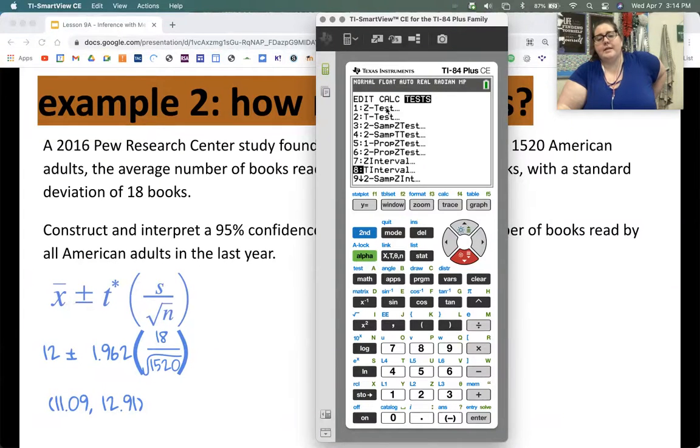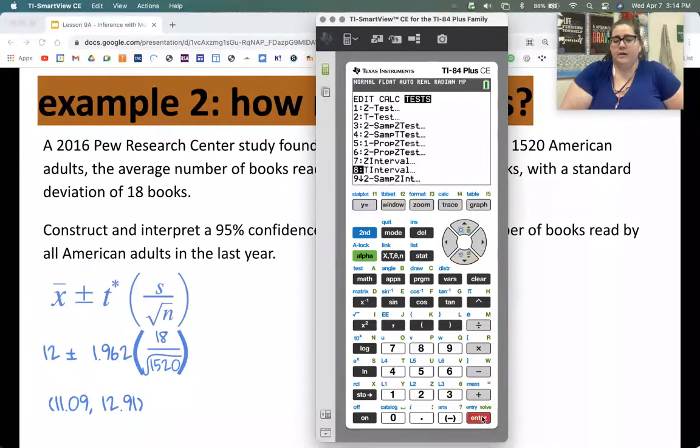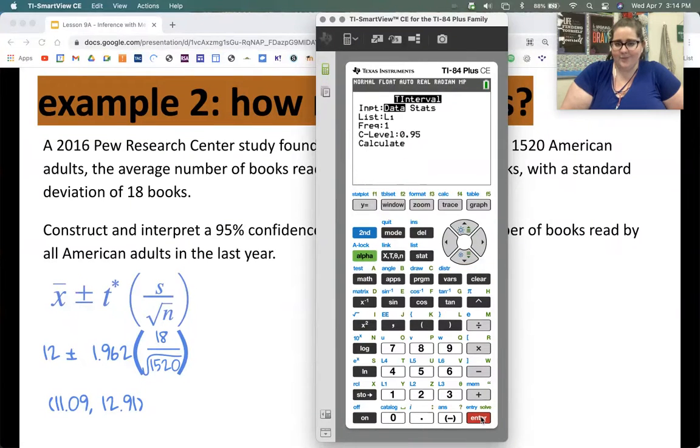We are not using Z interval or Z test here because that would be if we just happen to magically know the population standard deviation. Those are still for means or numerical data, but for Z interval and Z test, we have to know the population standard deviation, which we don't. So I'm going to use T. You will always use T for a means problem in this class.